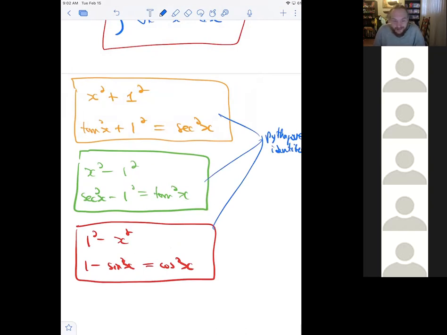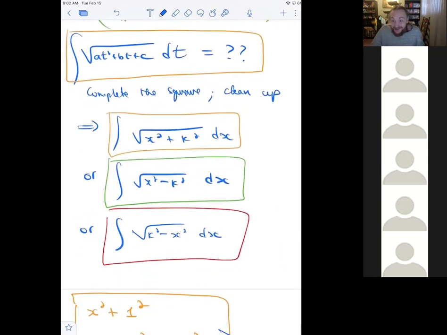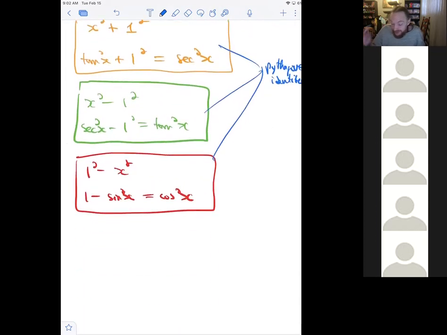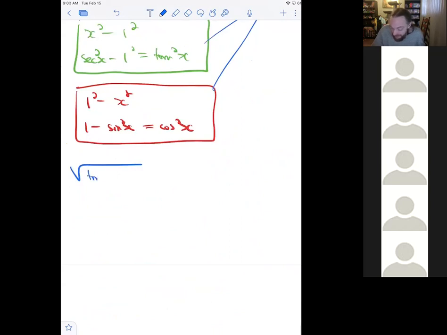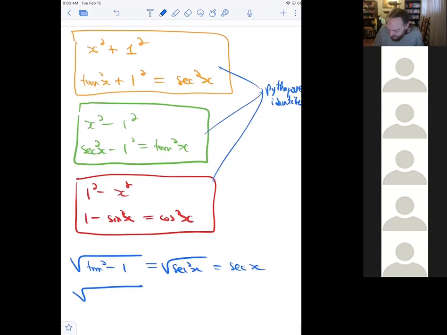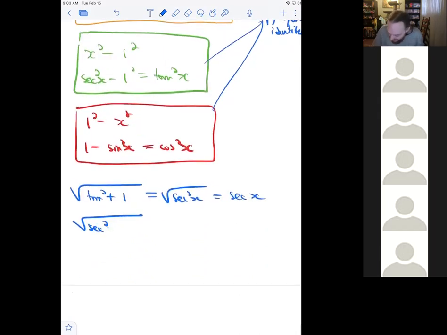So when I see these Pythagorean identities in my integral, that's what I'm looking for. When I see the square root of one of these things, I want to get rid of the square root. Why is that going to be good? Because then I can take the square root of these and it will get rid of it. The square root of secant squared x minus 1 is the square root of tan squared x, which is tan x. The square root of tan squared x plus 1 is the square root of secant squared x, which is the absolute value, but on the integral that we're doing you can just get rid of it. This is secant x. And the square root of one minus sine squared x is the square root of cos squared x, which is cos x.